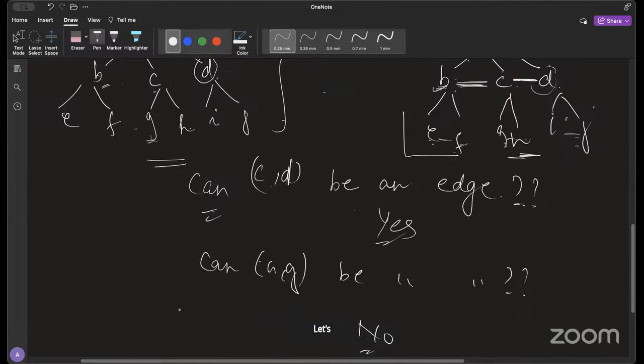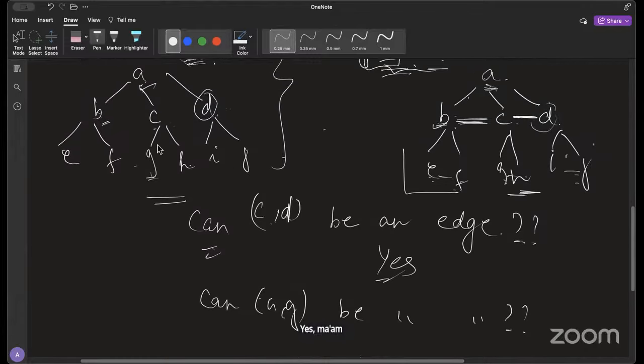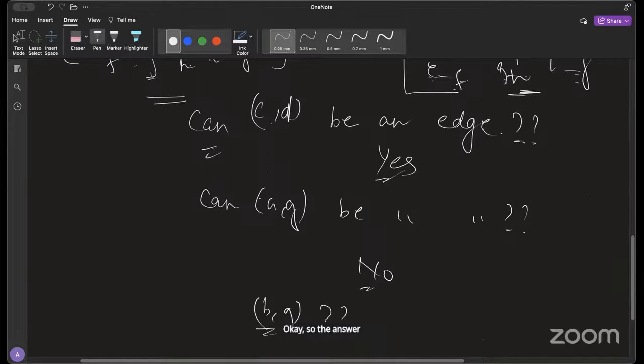Let's take B and G this time. Can B and G have an edge? B to G. Okay, so the answer for this one is no.